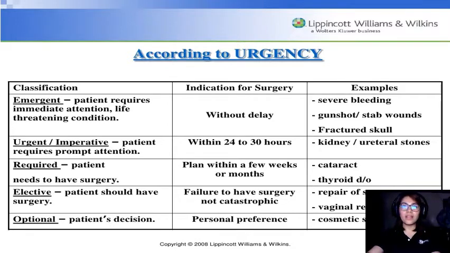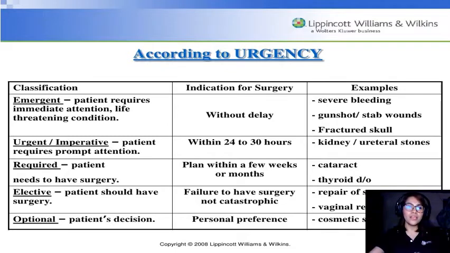Next one, you have your elective surgery. So the patient should have surgery. Indication for this one, failure to have surgery is not catastrophic. Okay, for example, you have your repair of scar or vaginal repair. So it is an elective surgery. Usually in the OR, pag nakaschedule siya, muna siyang ginatawag nga elective. Usually, ginapa-schedule siya weeks before this surgery, or even months. Okay, so that is what you call elective surgery. Nakaschedule siya daan. Schedule good siya during that time siya operahan.